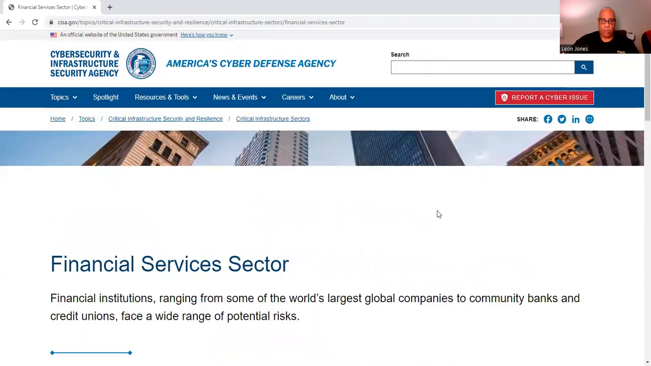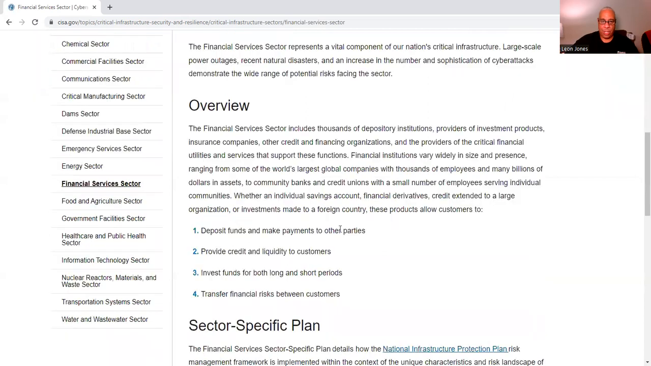Then you have your financial sector. Again, you deposit funds and you make payments to other parties, provide credit and liquidity to customers, invest funds for both long and short periods, transfer financial risk between customers, mainly your banks.